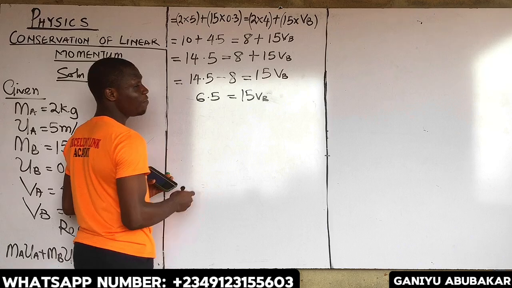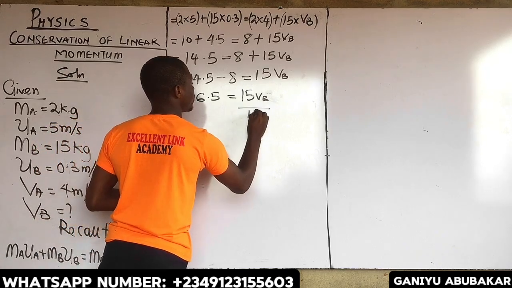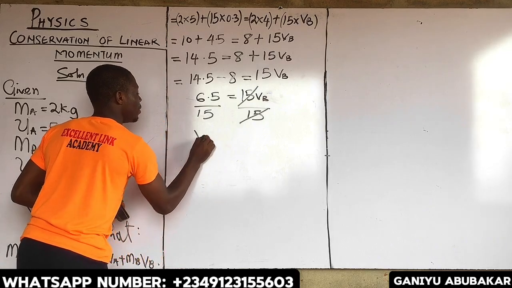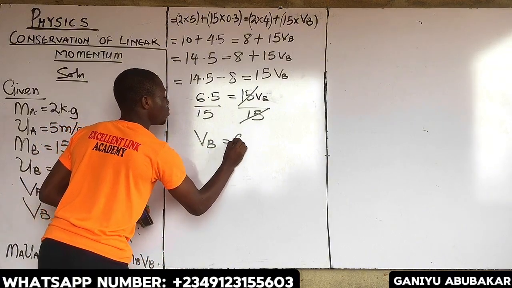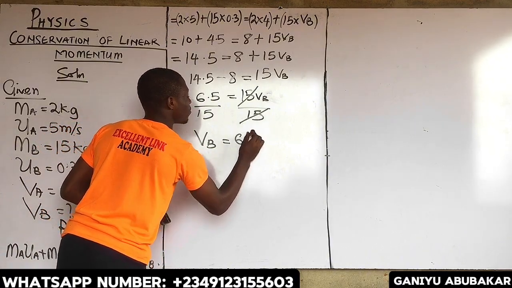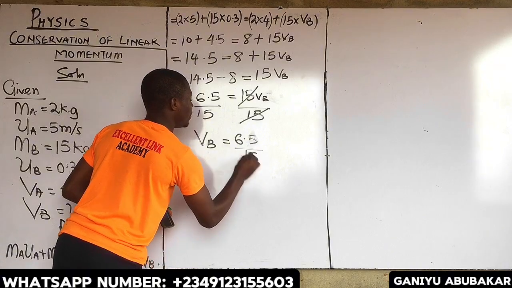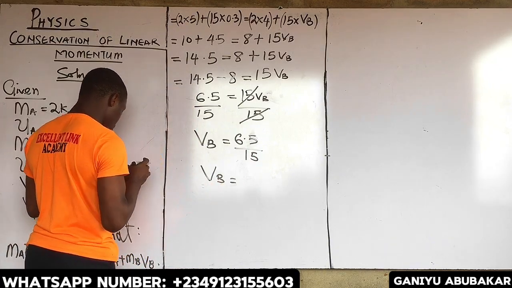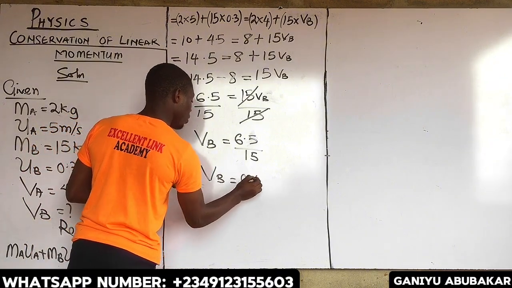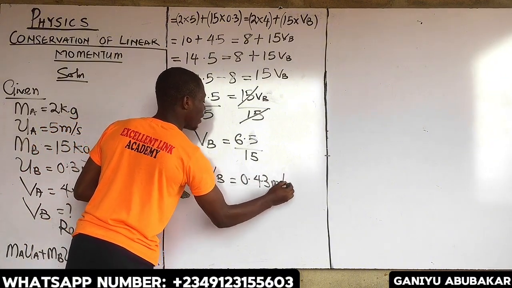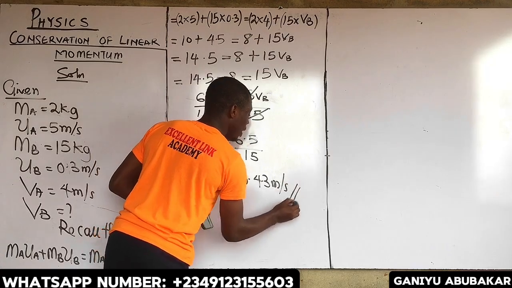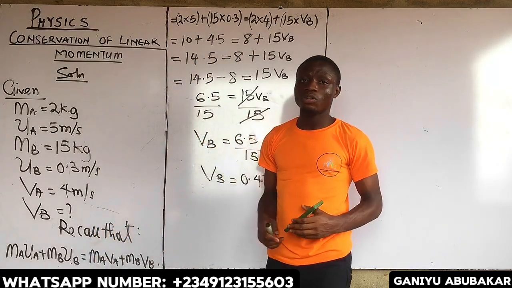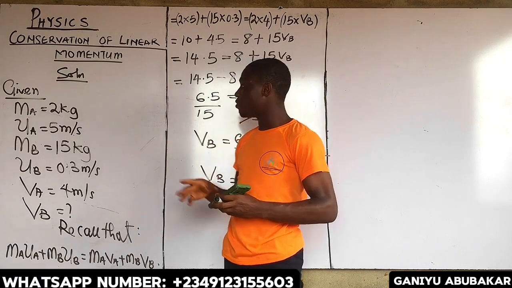My next task is to get VB, so divide by 15. Divided by 15, this cancels this here. VB is equal to 6.5 all over 15. Dividing this, VB is equal to 0.43 meters per second as my final velocity for body B. So we have solved this question.